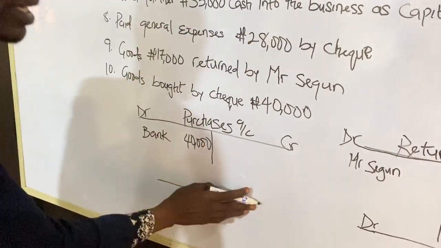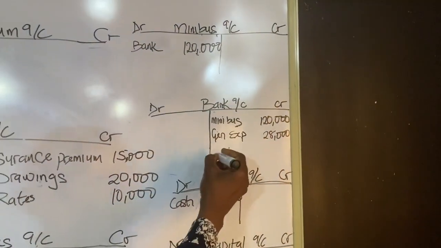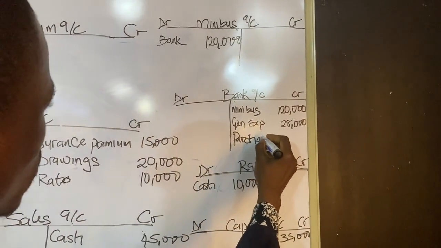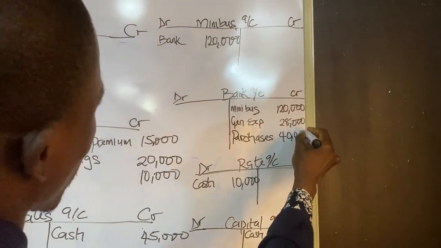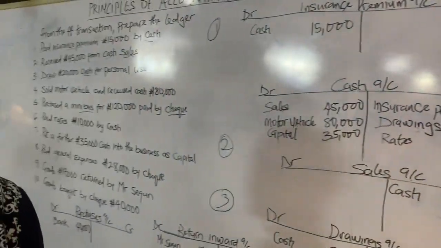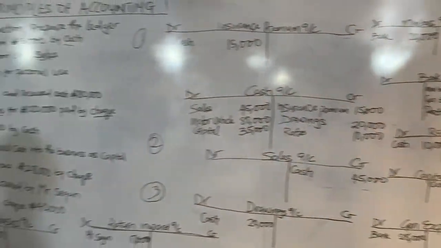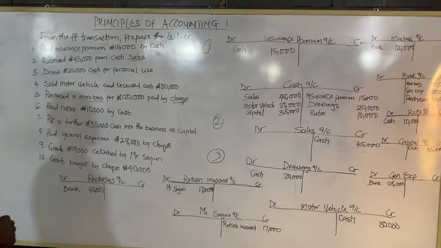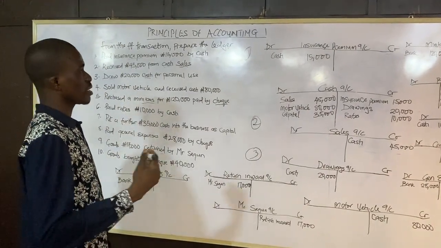And your bank, okay, you have bank there. Let's just put it straight to where bank is, because of space. So you have your purchases, 40,000 naira. This is just how ledger is prepared. And from here, it goes straight to your trial balance. You just balance it. Then how do you do it? This is the way you do it.